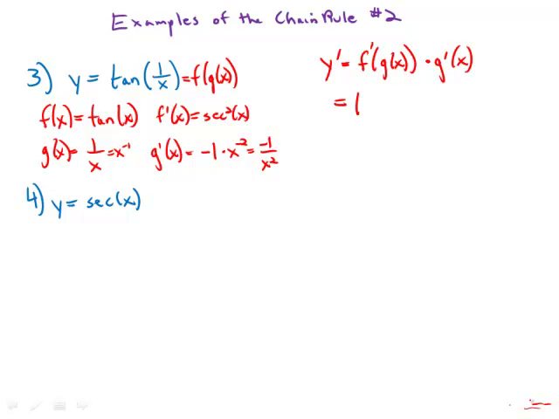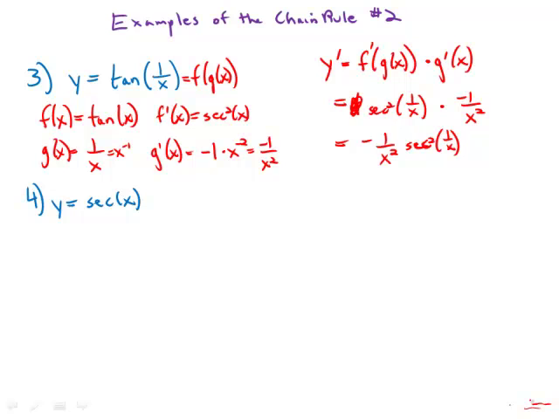So this would be secant squared of 1 over x times derivative of g, which is negative 1 over x squared. So typically we would write the polynomial and the rational function out in front. Negative 1 over x squared times secant squared of 1 over x.